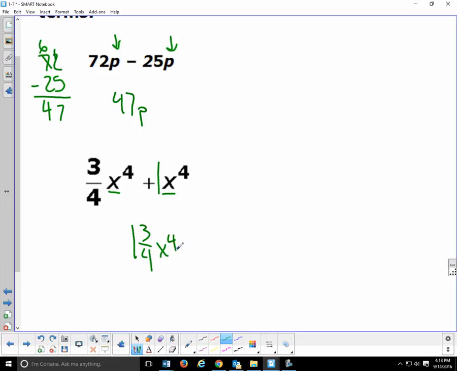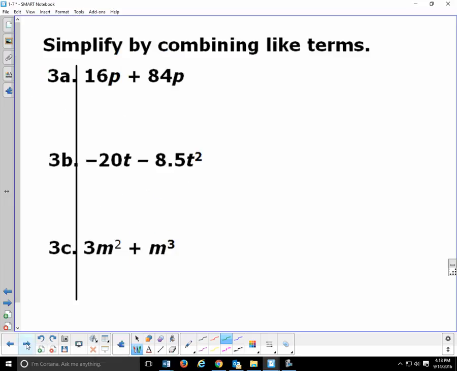x to the 4th. So combining like terms is just saying if the variables are alike, add those coefficients together or subtract those coefficients. Combine them. Try these 3 on your own. I'm assuming you paused it. I'm assuming you tried it on your own. If you didn't, do that now. Pause it and try it on your own.